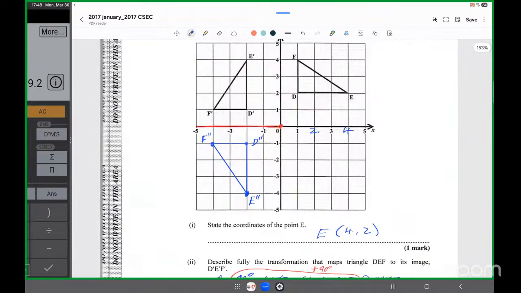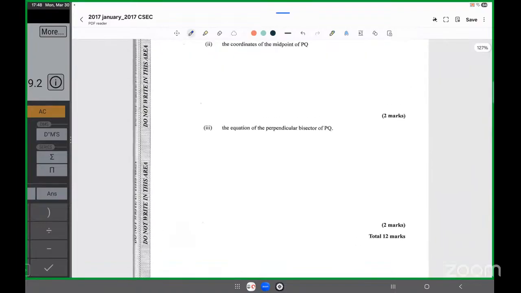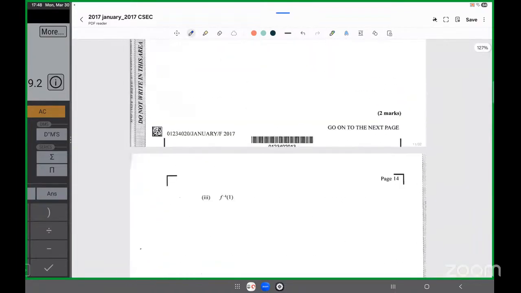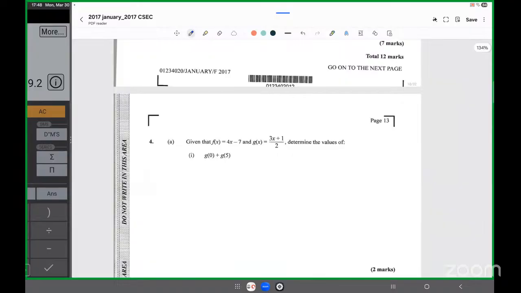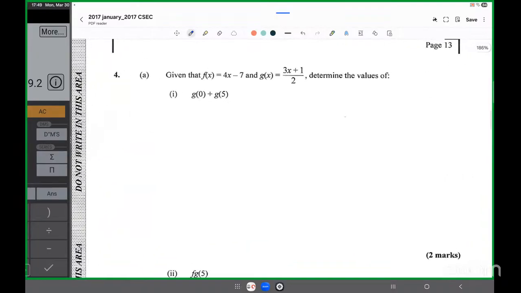That question is done. All right, so I told you to skip over number 3. This was number 5. Oh, we have number 4 now. Number 4: functions and coordinate geometry. Number 4 gives us this function f of x, and it gives us g of x. And it wants us to find g of 0 plus g of 5.